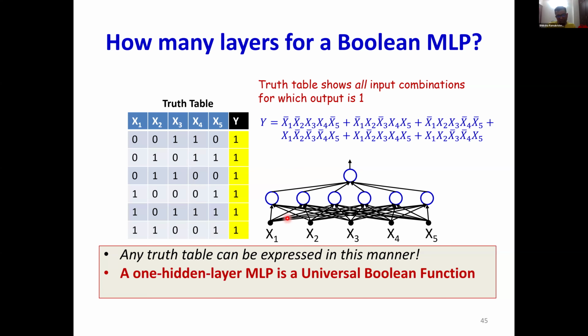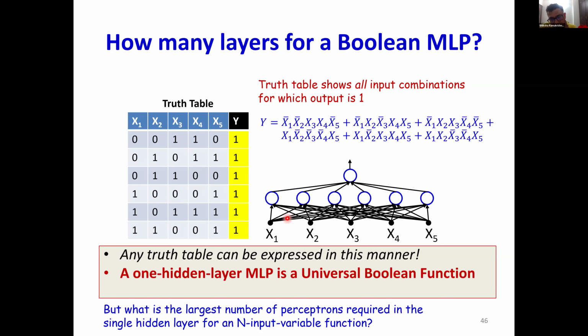But then if I do things in this manner, what is the largest number of perceptrons required in the single hidden layer for an n input variable function? Anyone? So Athena, the answer is, yeah, I'm just using the network and MLP interchangeably. So Siddharth, why is it 2 raised to n? Each of the variables can be either 0 or 1. So all the combinations would be 2 power n probably.